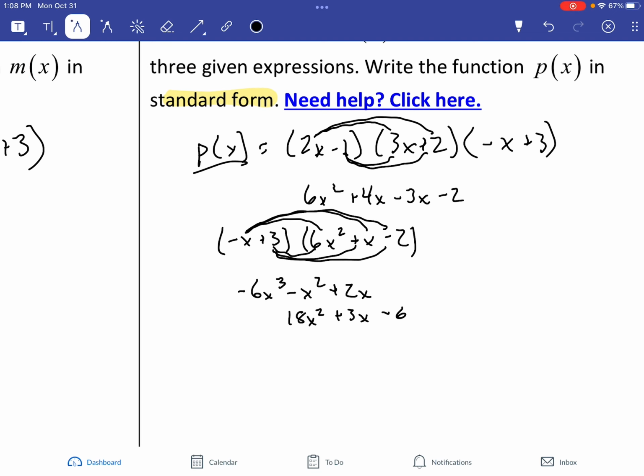Again, our function is p of x. So we have negative 6x to the third, positive 17x squared, positive 5x, and negative 6.